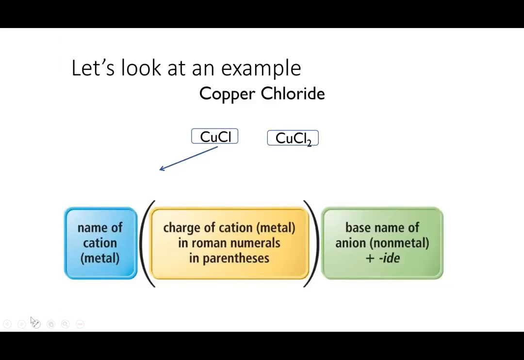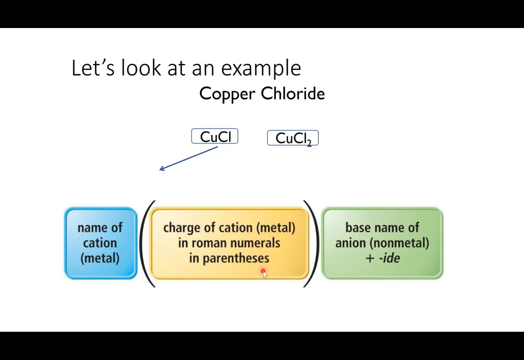So here's how we name our compounds. This blue box and this green box should look identical to the last video that you watched. The blue box is just the name of the metal. We simply write that down. We don't change it. The green box is the base name of the nonmetal plus IDE. So that doesn't change. Oxide, chloride, fluoride, etc. The only new piece we have here is this middle yellow box, and it's just telling us that the charge of that metal will be the Roman numeral in parentheses.